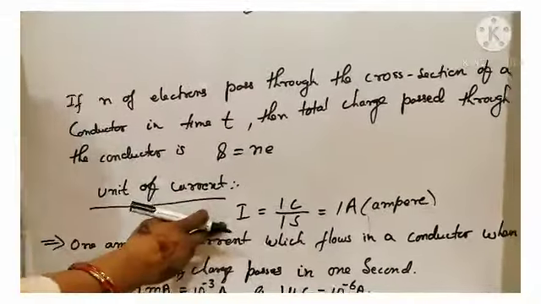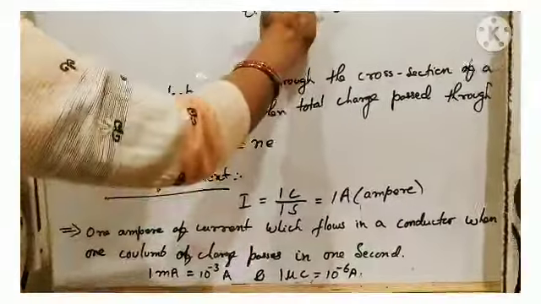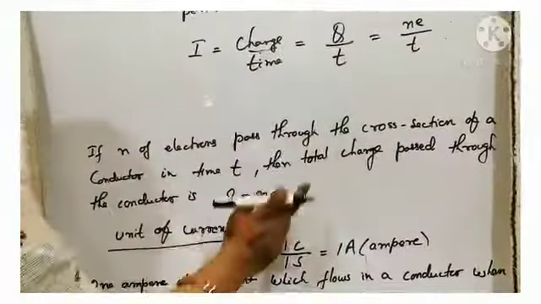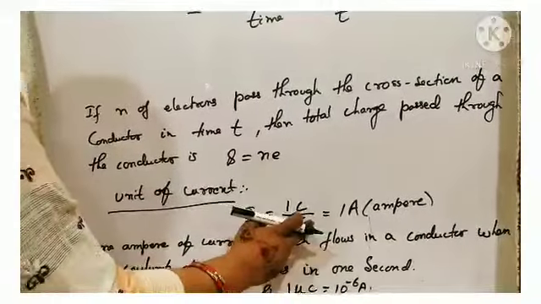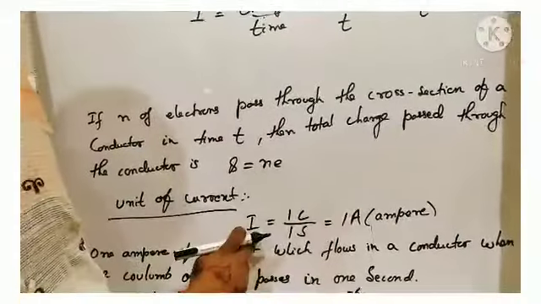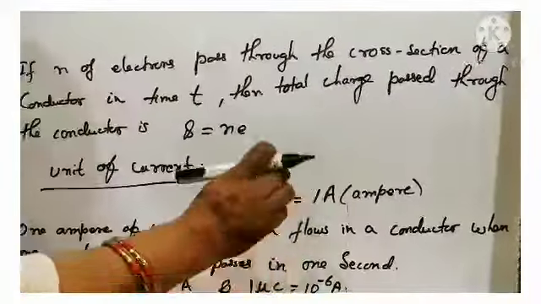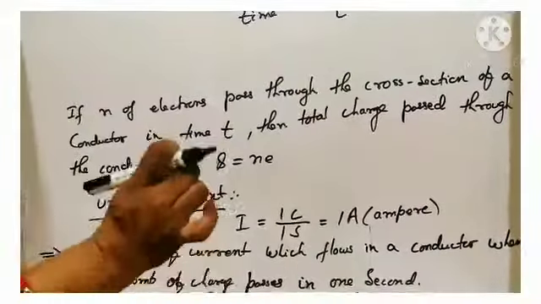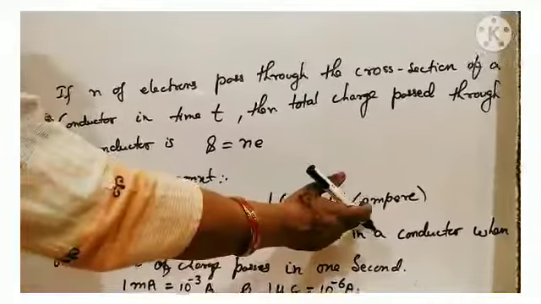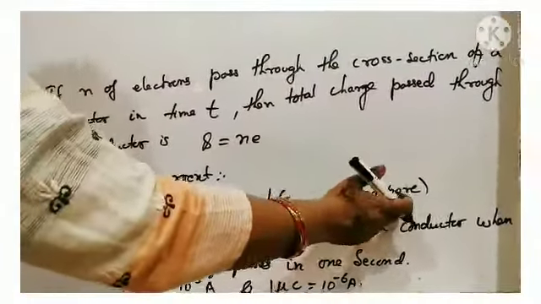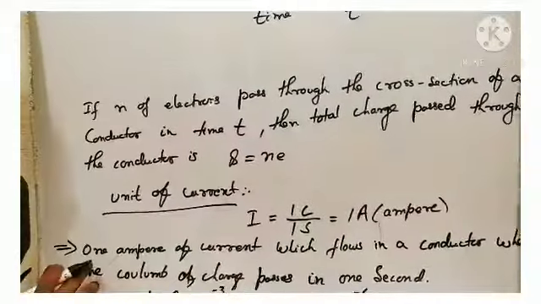In SI, the unit of current: I is equal to Q by T. So Q is 1 coulomb, T is 1 second in SI. So the SI unit of current is 1 ampere, A-M-P-E-R-E. Make sure the spelling is correct when you are writing the SI unit in the question. If they ask the SI unit, many students write it wrongly. So don't do that. Write the correct spelling, then only you will get the marks.